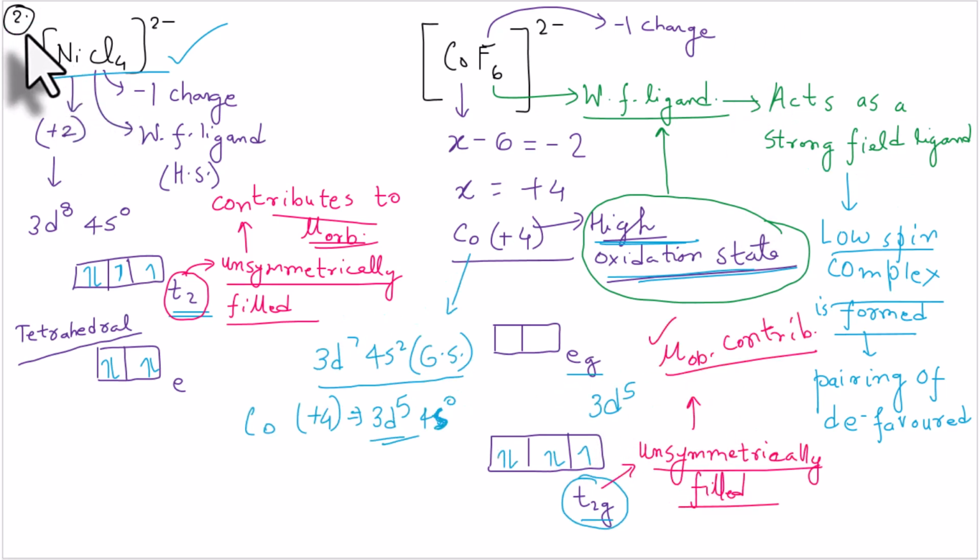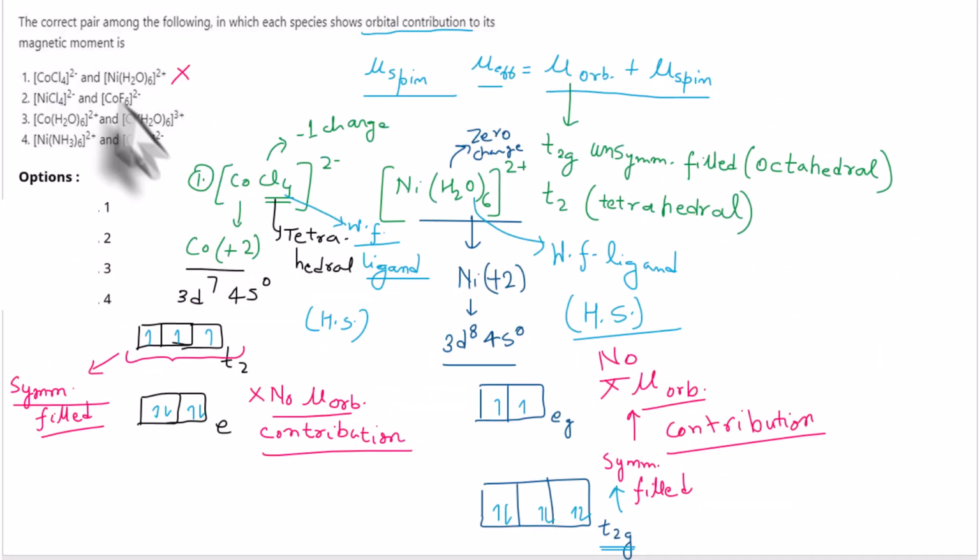So that means in option 2, we have NiCl4 2 minus and CoF6 2 minus, where the t2 and t2g orbitals are unsymmetrically filled, which contributes to a mu orbital contribution towards the effective magnetic moment. So in option 2, both the complexes have mu orbital contribution towards the effective magnetic moment. So option 2 should be our correct answer for this question.